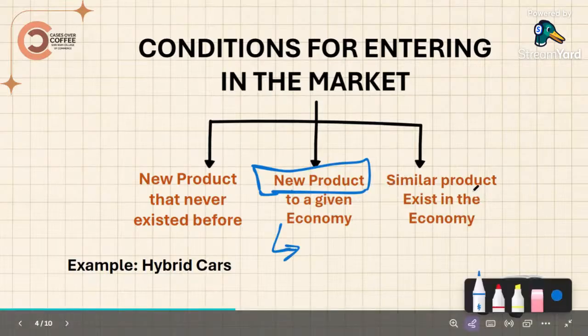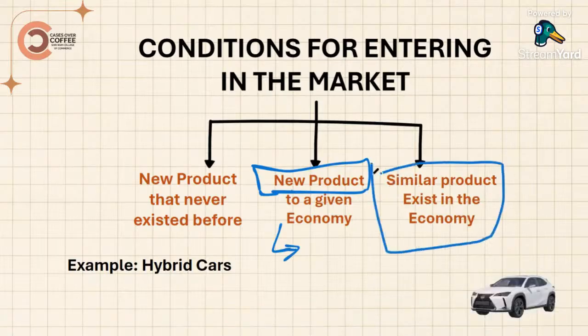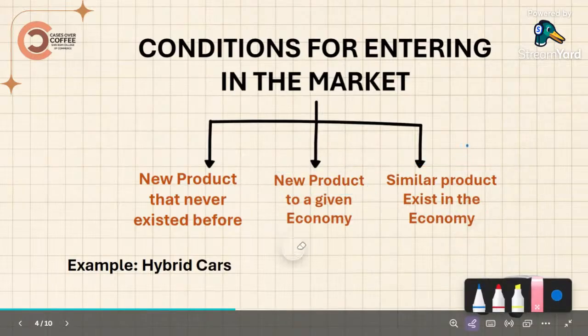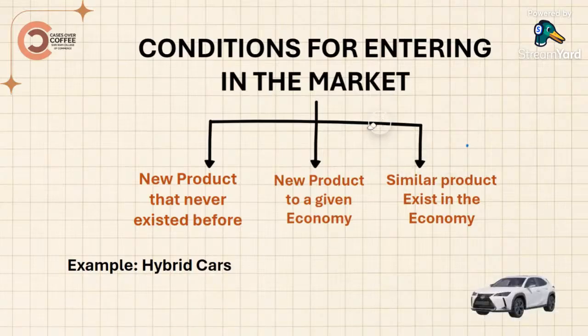Then there is a similar product that exists in the economy. In this case, we can think of multiple examples, like in the case of FMCG brands, a lot of companies make chips. The banana chip company, so we have Haldiram and multiple companies, and there is a new brand which comes up. So there is a similar product which exists in the economy, and there is a new player which wants to enter this market. So these are three different cases, the three different types of entering into a market.